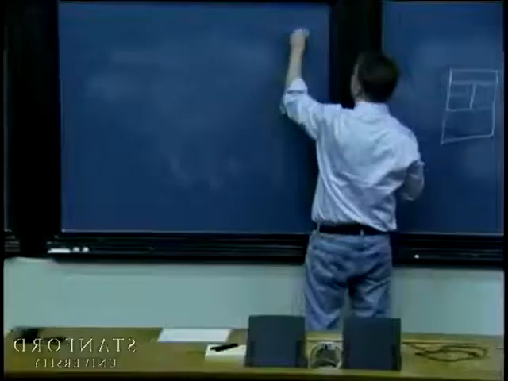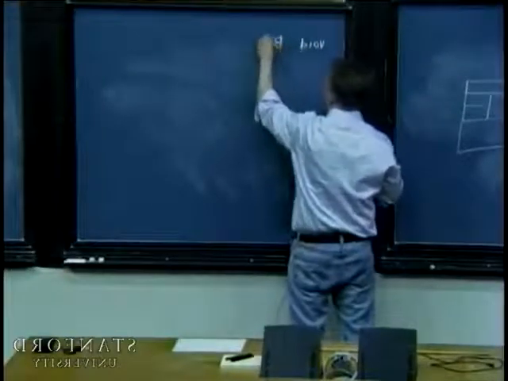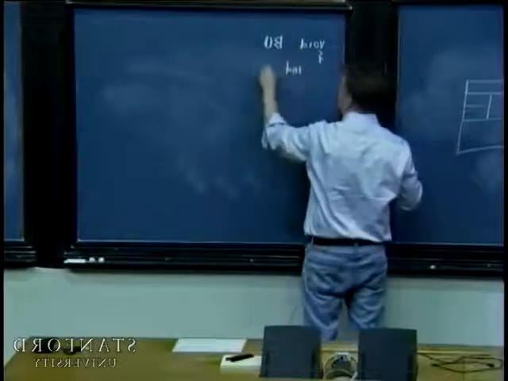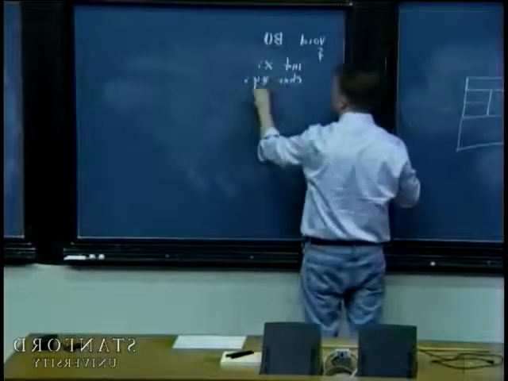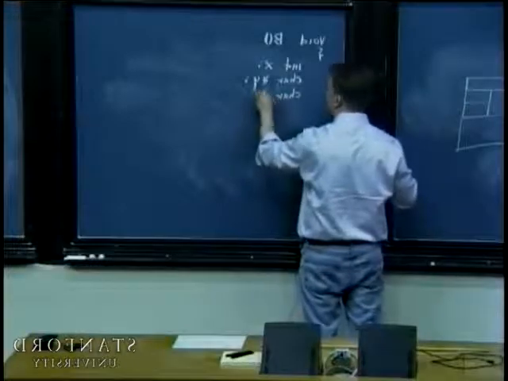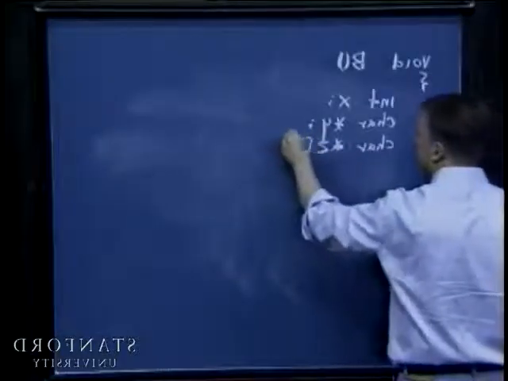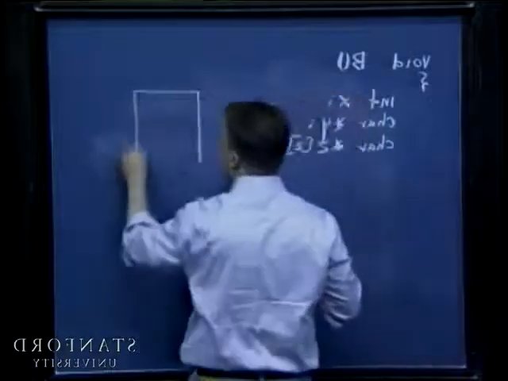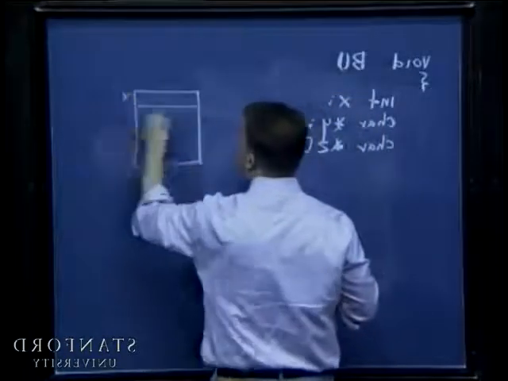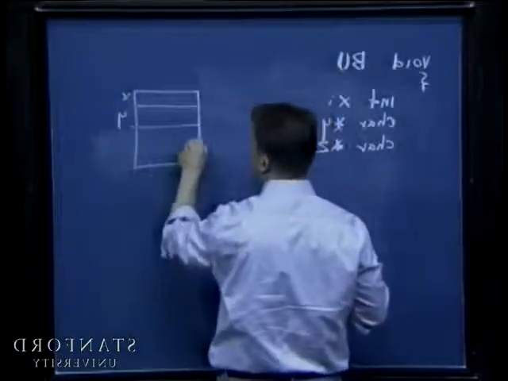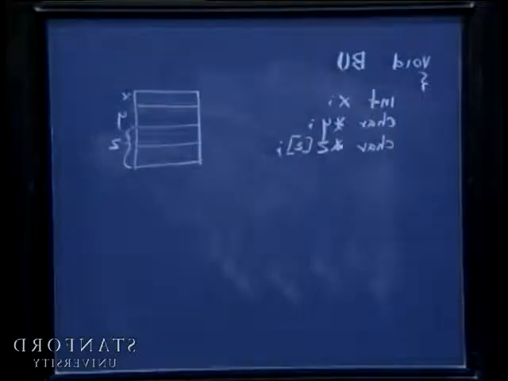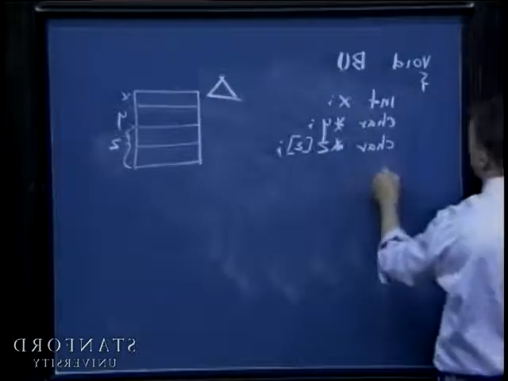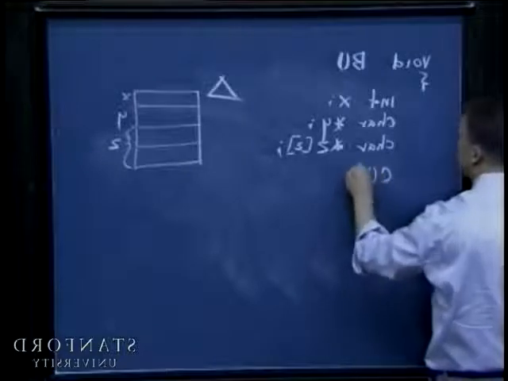I'll keep these simple. Void B declares an int called X, a char star called Y, and a char star array called Z of length 2. The stack frame would look like this. X would be above Y's 4-byte pointer, and then this is an array of size 2. So there's a total of 16 bytes there. I'll abbreviate it with a triangle. And let's say that B actually calls C as well.